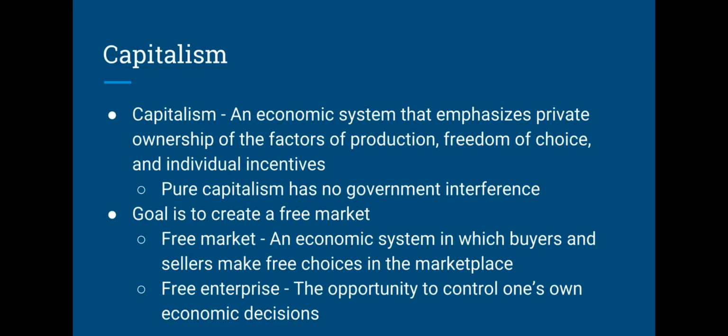And within democratic governments, you have another economic system, which is called capitalism. It's a system that emphasizes private ownership of the factors of production, free choice, and incentives. Pure capitalism has no government interference. Okay, the goal of capitalism is to create a free market, or a system in which buyers and sellers make choices in the marketplace.